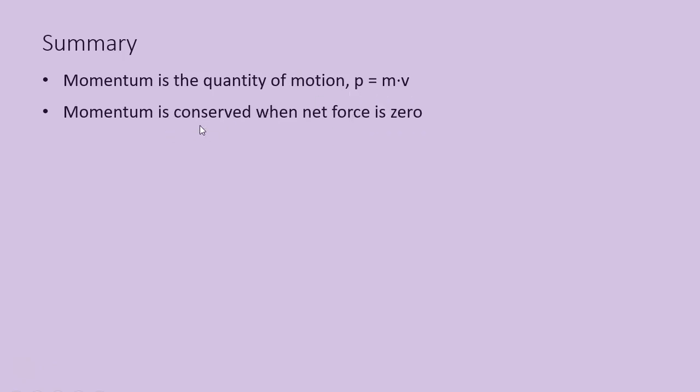This wraps up our concepts on momentum and impulse, but let's summarize what we've learned. Momentum is the quantity of motion, and it's equal to the mass times the velocity, and momentum is a vector quantity. Momentum is also a conserved quantity when the net force acting on the particle is 0. The rate at which a particle's momentum changes is equal to the net force applied to that particle.